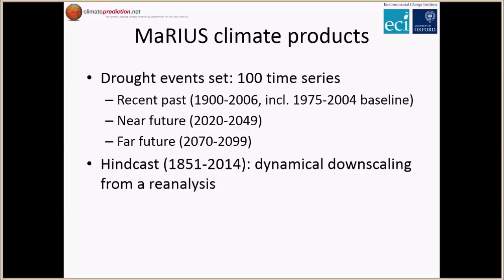In addition to this drought event set, we also create a product called the Hindcast here, which goes back to 1851 and extends until 2014. This is basically a dynamical downscaling from a reanalysis. So this actually is a representation of the time series that actually occurred in the past. And I'm going to start with the Hindcast.